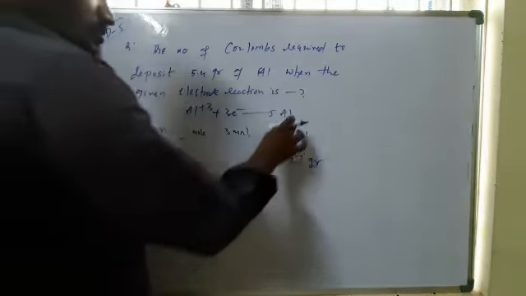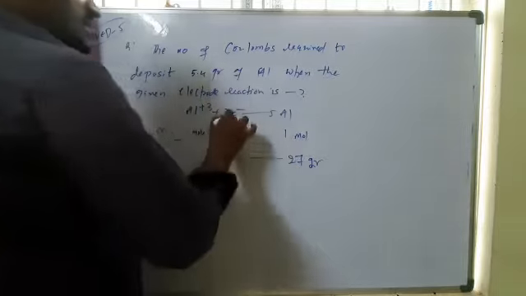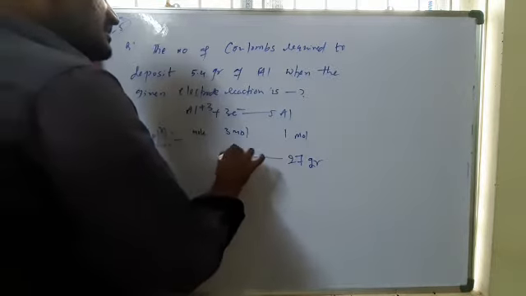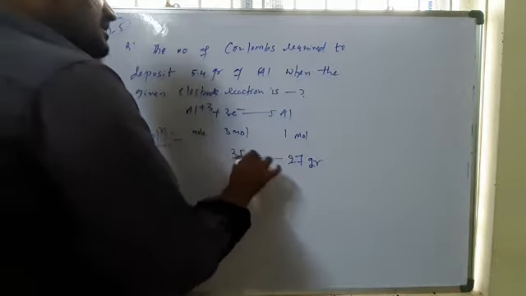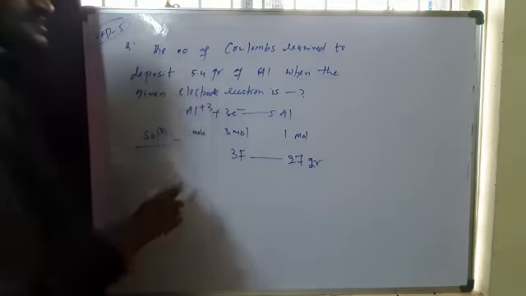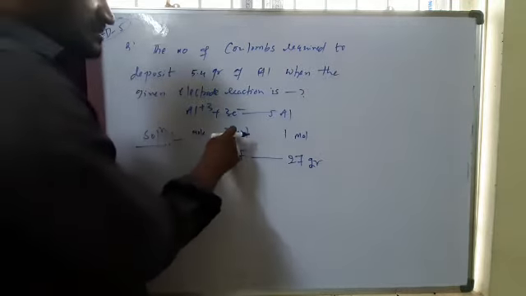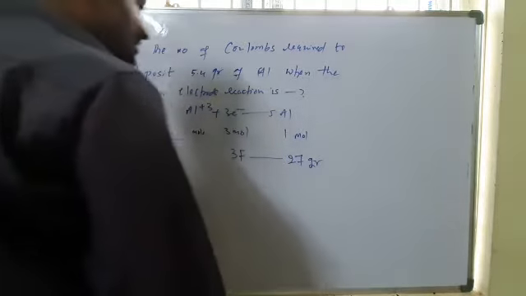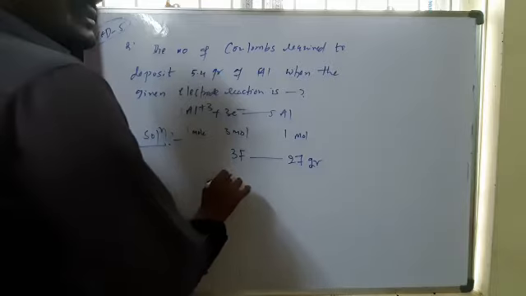That means to deposit 27 grams, we require 3 moles of electrons. 3 moles we can take as 3 Faradays, because 1 mole of electrons' charge is equal to 1 Faraday. So 3 moles of electrons equal 3 Faradays. And 3 Faradays means 3 into 96,500 coulombs.